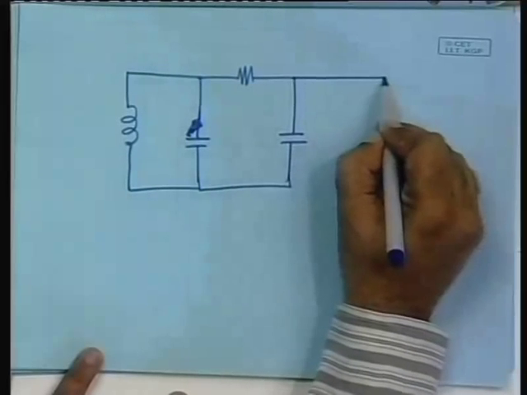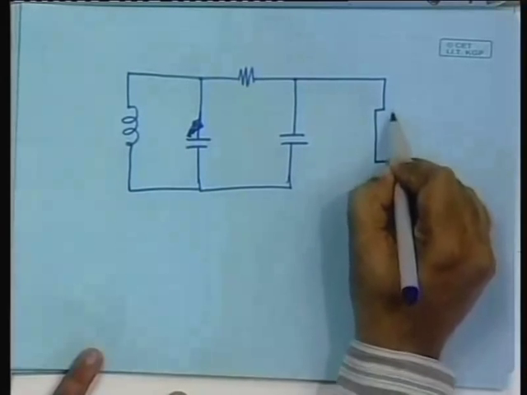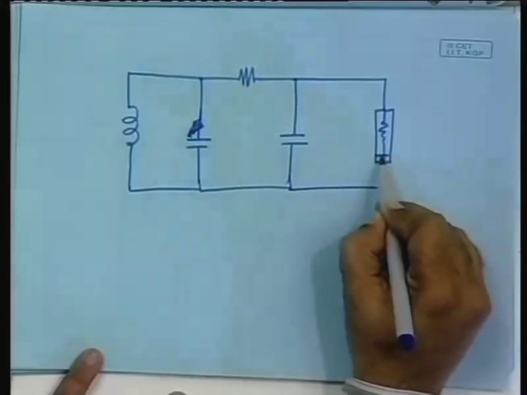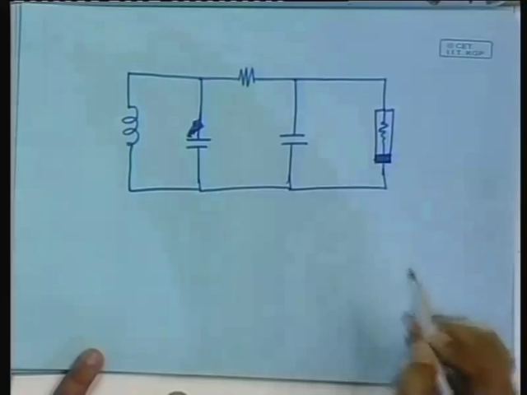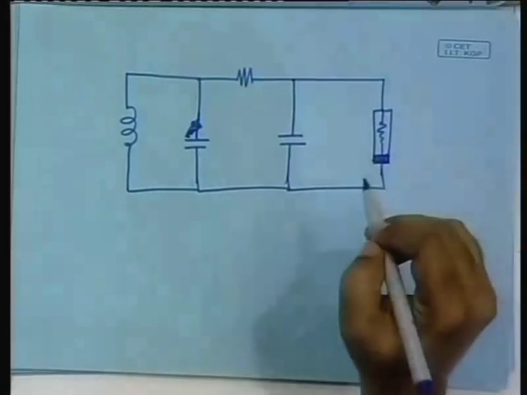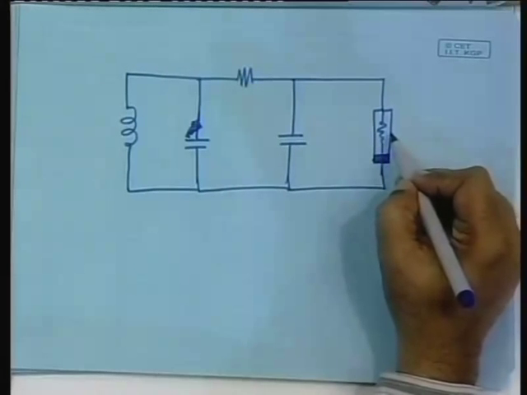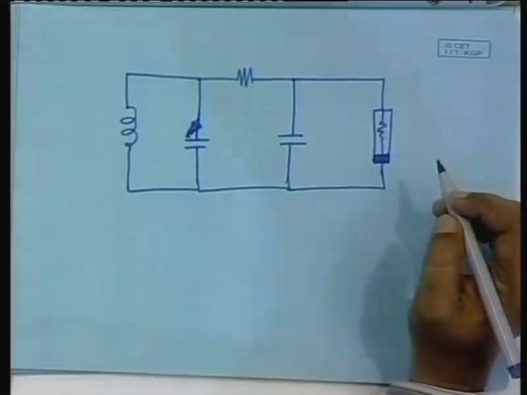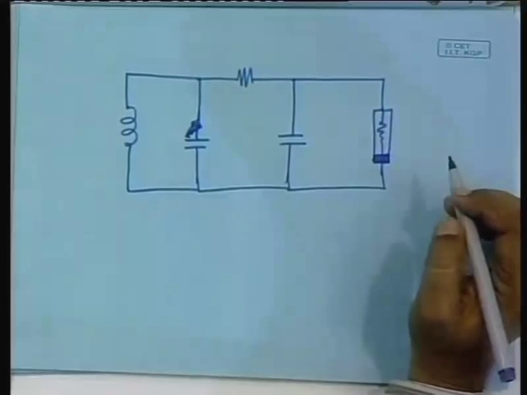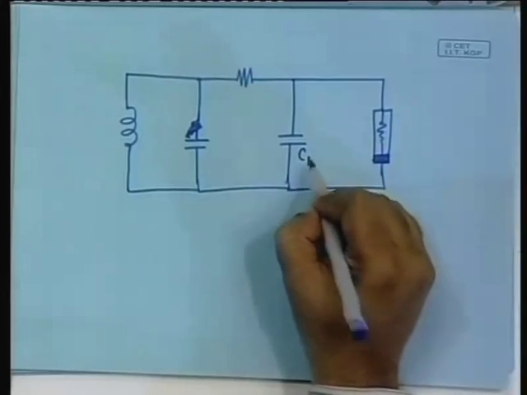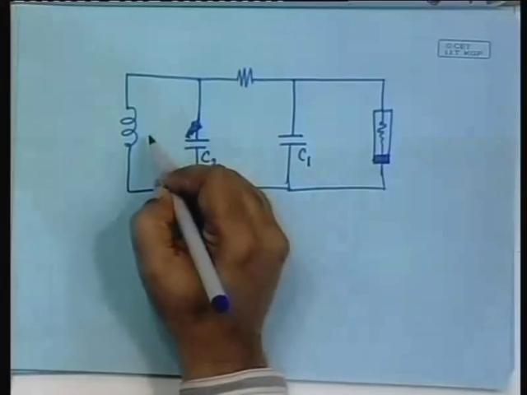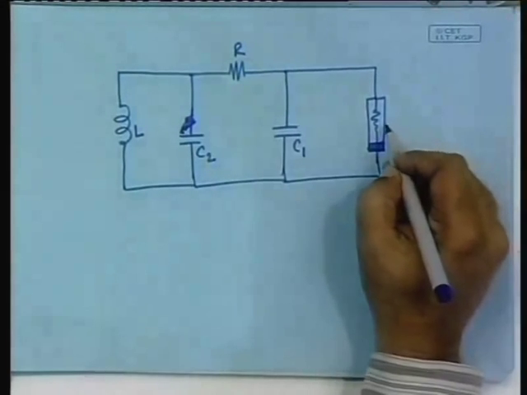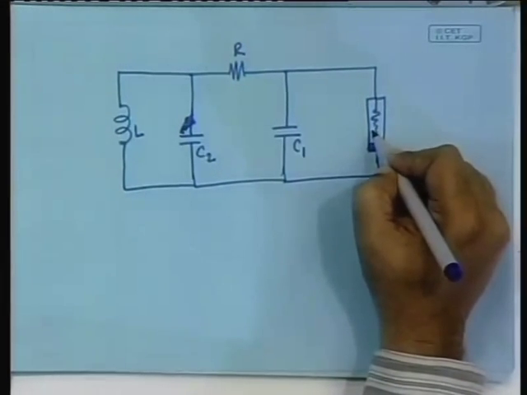And here there is only one nonlinear resistance. To denote that it is a nonlinear element, I have to give a symbol for it. So, this is a nonlinear element, nonlinear resistance, you can say. Let us call this C1, this C2, this L, R, and here there is a nonlinear resistance. So, this fellow is nonlinear.